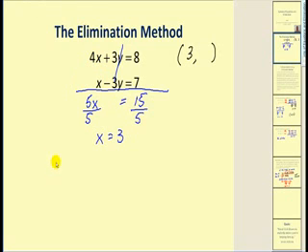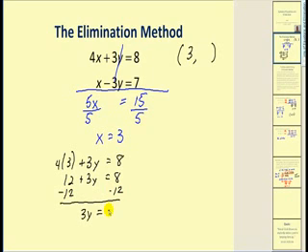So we know that x is 3, so we'd have 4 times 3 plus 3y is equal to 8. So we'll simplify and solve. Minus 12 on both sides. 3y is equal to negative 4. Divide both sides by 3. y is equal to negative 4/3. So we have one solution for this system. Therefore, the system is consistent and independent. You can see this method works very nicely. It's a lot faster than trying to graph these two linear equations and estimate a point of intersection.